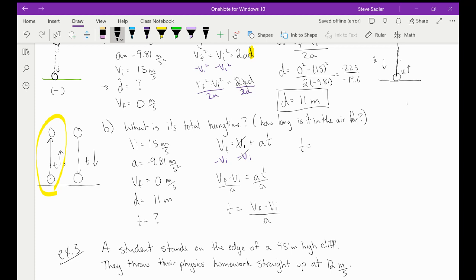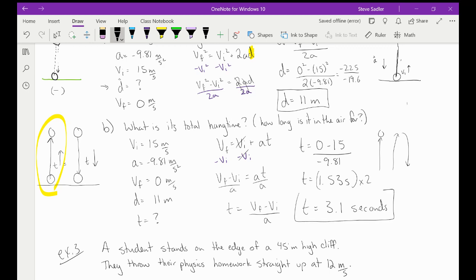And I just need to plug those values in. 0 minus 15 all over acceleration, which is negative 9.81. You can see that we get a time of 1.53 seconds. But that's just the time it takes for the football to travel all the way to the top. We want to multiply that by 2 to get the time that it goes all the way to the top and all the way back down. So that will give us a time of 3.1 seconds.